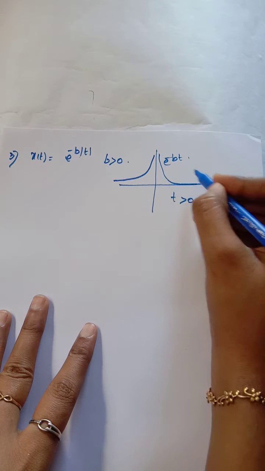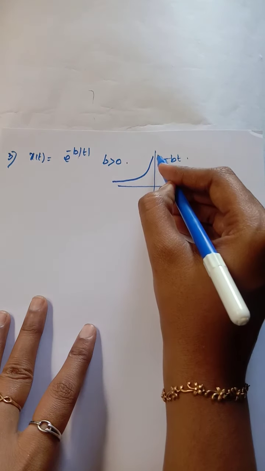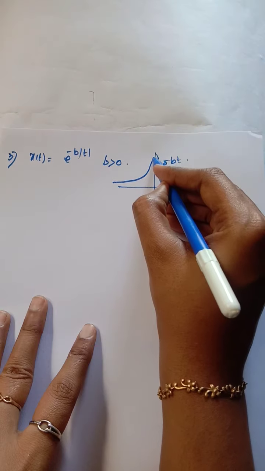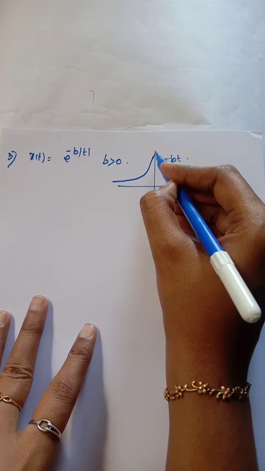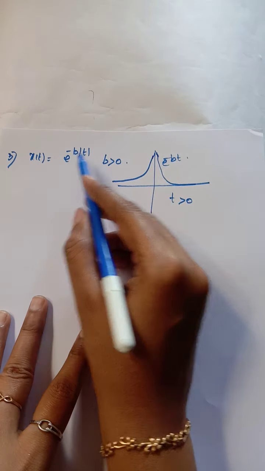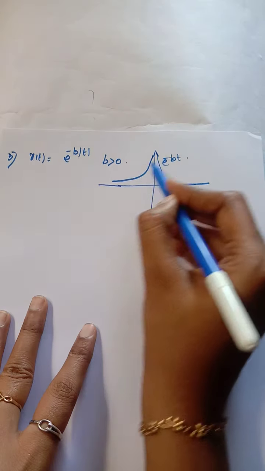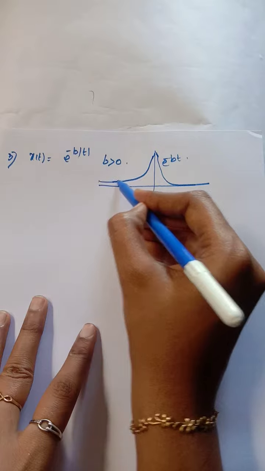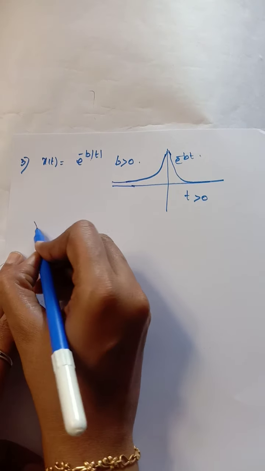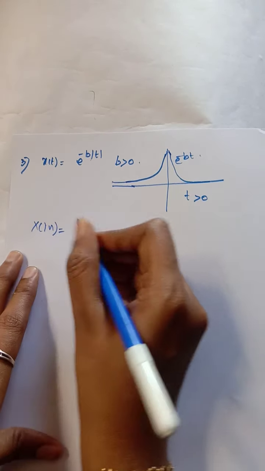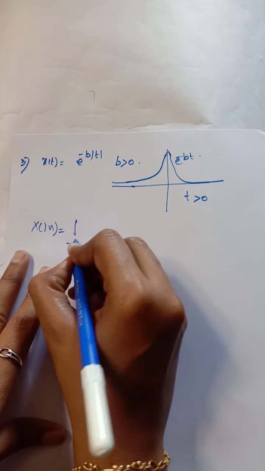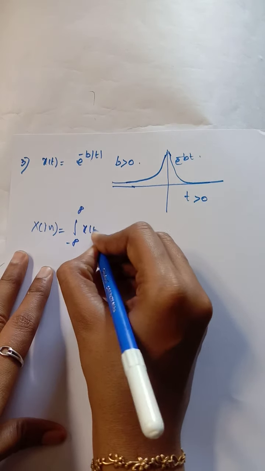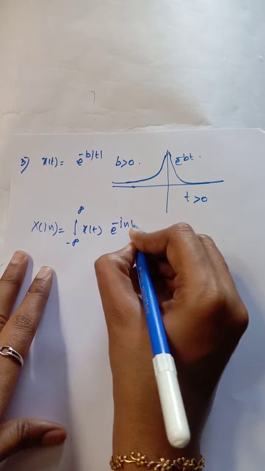So here also, first you substitute t equal to 0, so you will get e power 0, which is the maximum, 1. Then when you substitute different values of t, you will get a decreasing function. Similarly, on the negative side also, you will get a decreasing function like this. Okay, so what is the X of j omega formula? The integral from minus infinity to infinity of x of t e power minus j omega t dt.